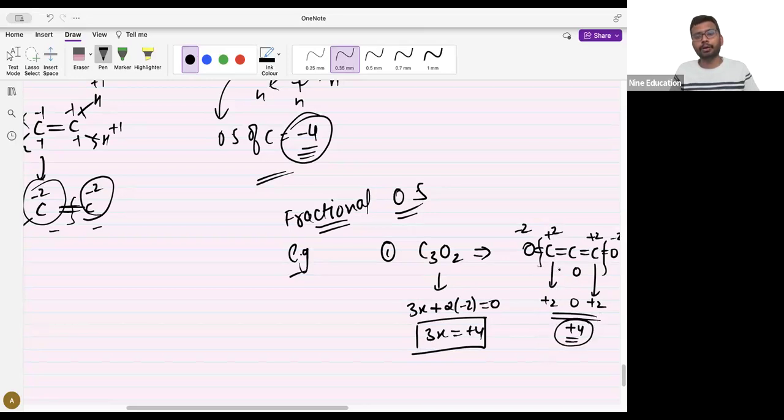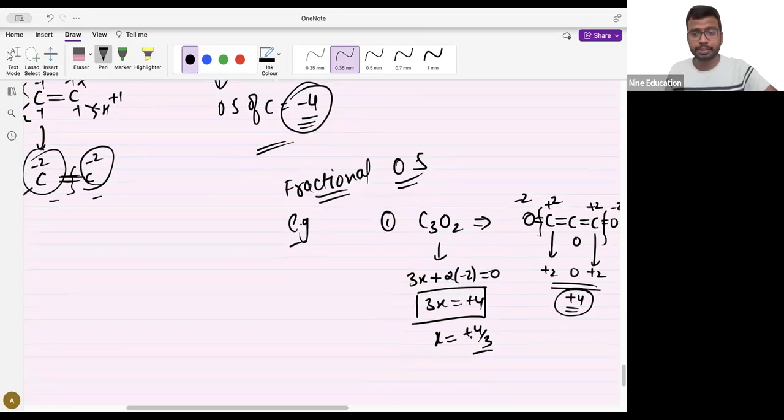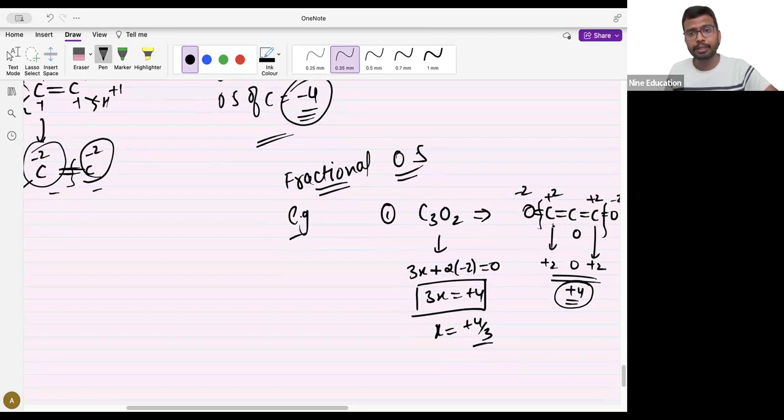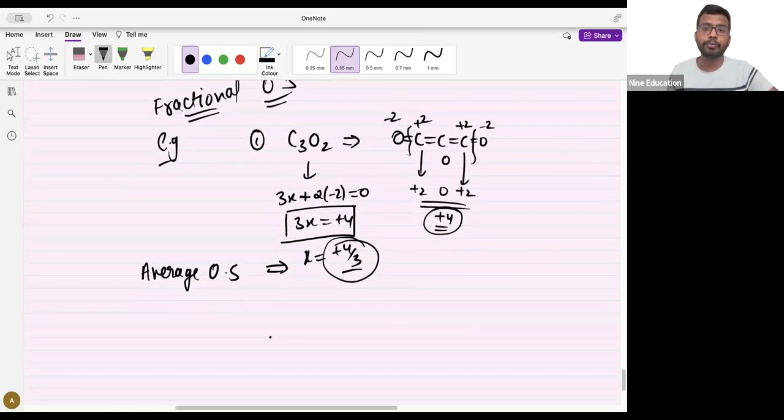You need to understand that all the carbons are not the same. But if I want the average of all the carbons, it will be 4/3, 1.33. If they ask for every carbon separately, you can have +2, +2 carbons and 1, 0. But if they ask for the average oxidation state, it will be plus 4/3.